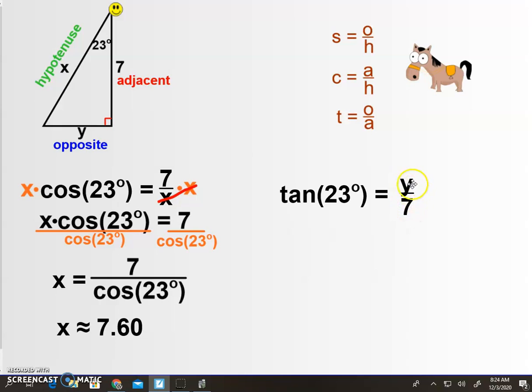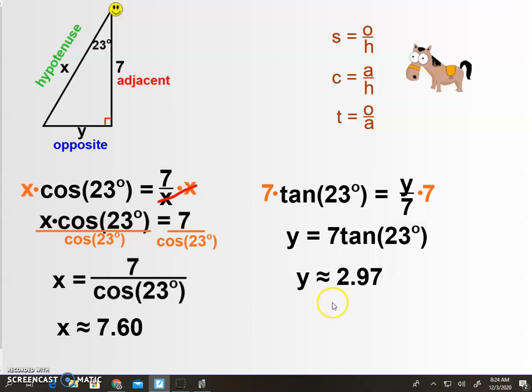Now notice y is not trapped in the denominator. So when I get rid of my fraction by multiplying both sides by 7, we have y all by itself right away. And we can just dump that in our calculator and get our value for y.